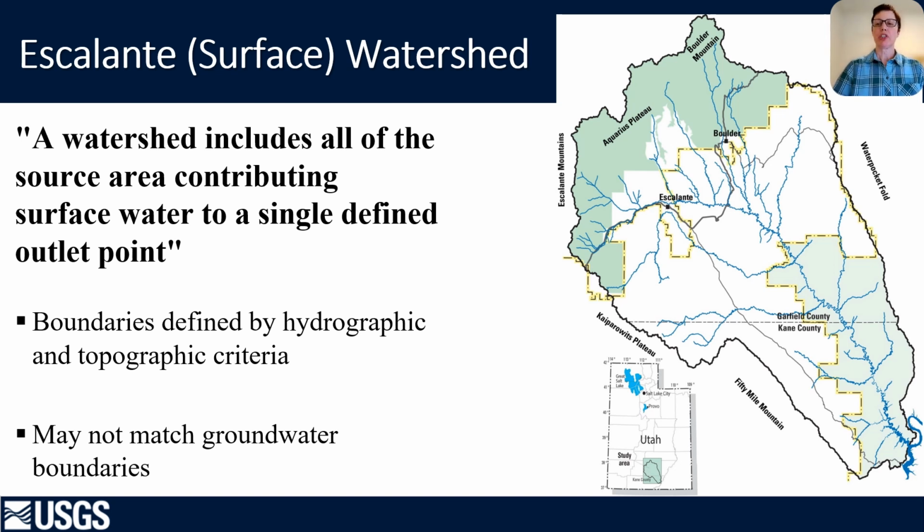When we speak of a watershed, what are we talking about? The official definition of a watershed is that it includes all of the source area contributing surface water to a single defined outlet point. So for the Escalante watershed, we are speaking of the area that provides surface water to the Escalante River between its headwaters and the point where it confluences with the Colorado River at Lake Powell. The boundaries of a watershed are typically defined by hydrographic and topographic criteria. These boundaries, however, may or may not match groundwater boundaries.